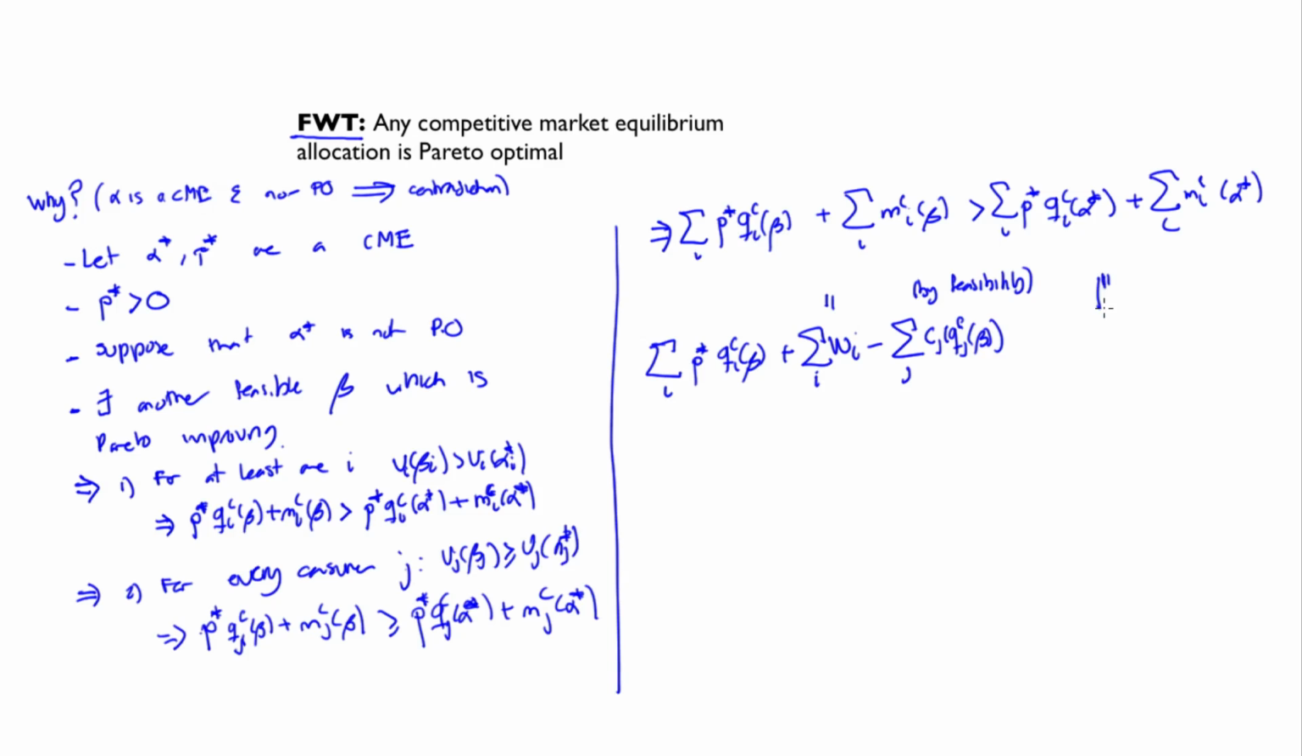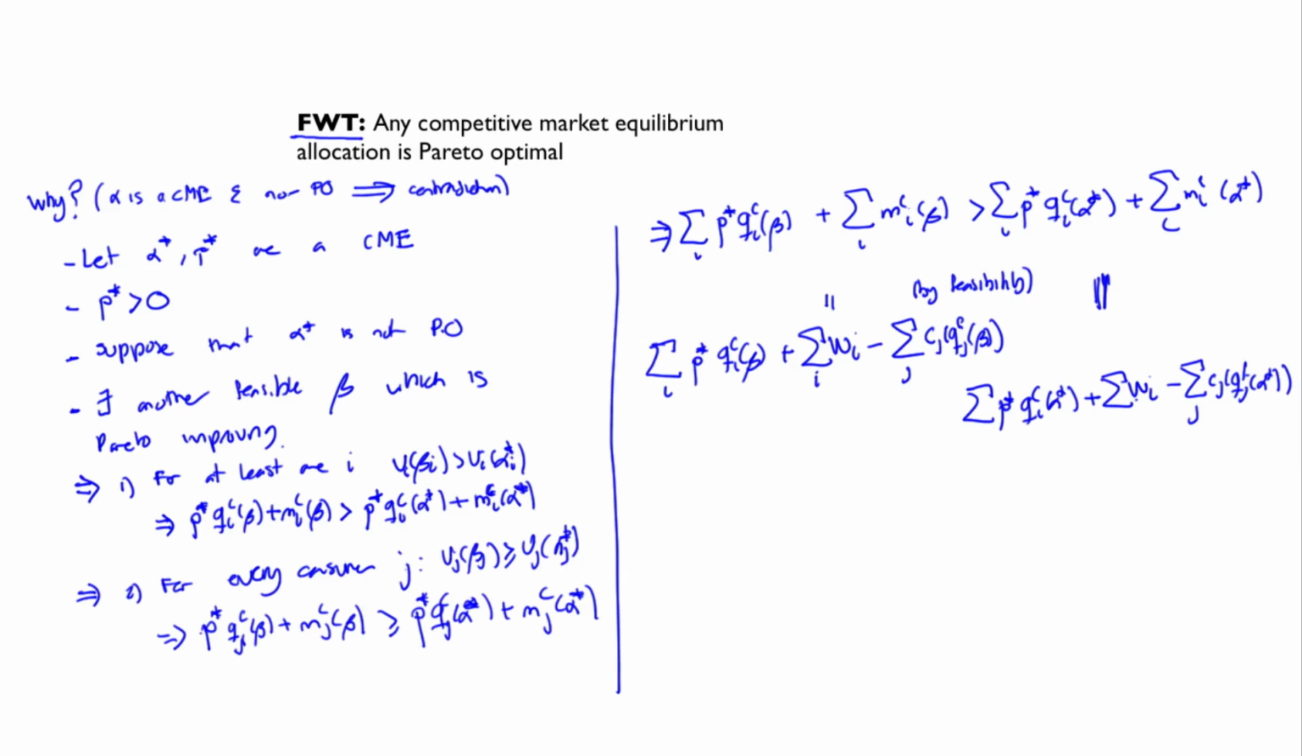And this is equal, I'm going to write it down here because I don't have enough space, to the sum of P star of QCI of alpha star plus the sum of WI minus the sum over J of CJ QJF at alpha star, whatever the firm is required to produce at alpha star. Notice that all I'm doing is unpacking this term into this and this term into this using the feasibility constraint.